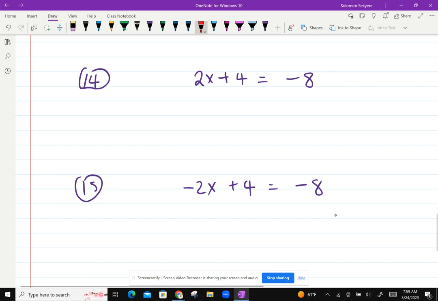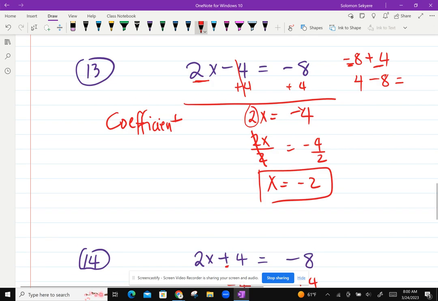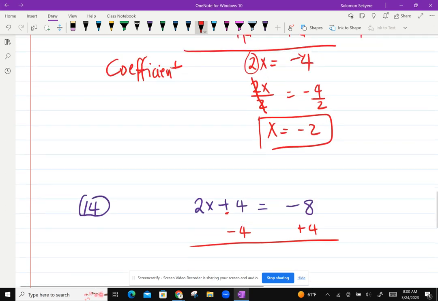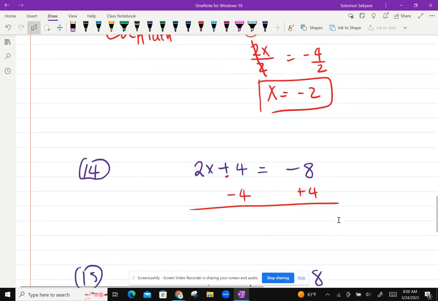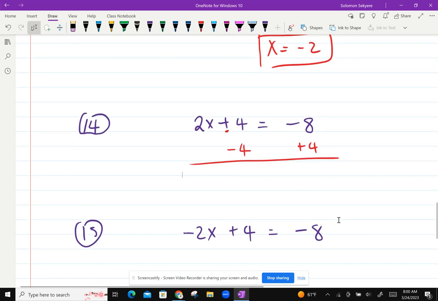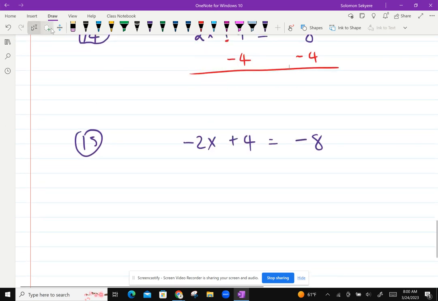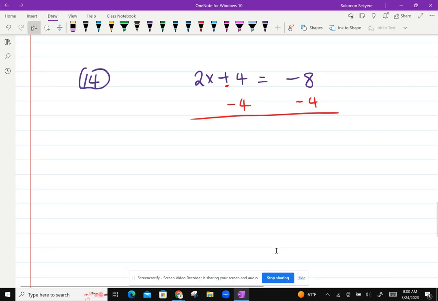Okay, so now 2x plus 4 equals negative 8. I'm going to subtract since it's adding. It goes to plus 4, and then minus 4. Minus 4, because it's plus here, so I have to subtract. Okay, I do that, what happens? Then that goes away. I have 2x.